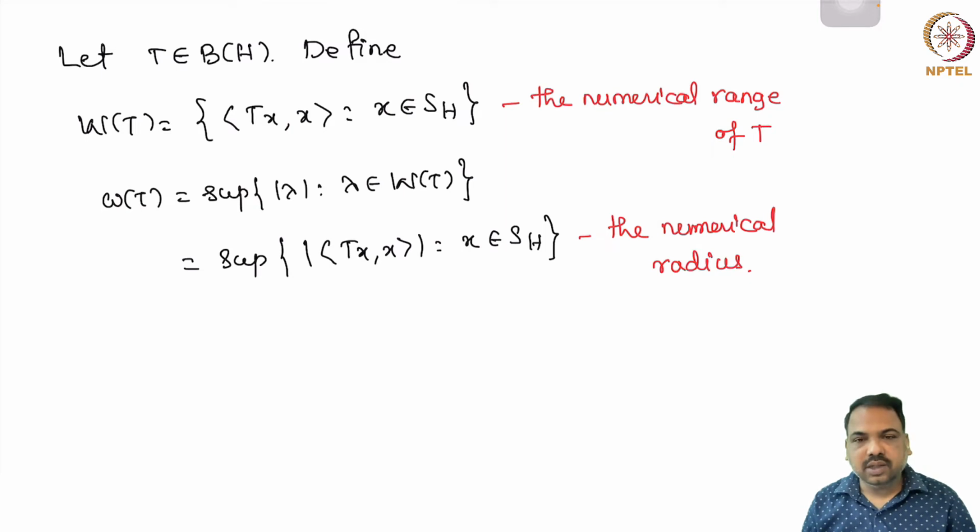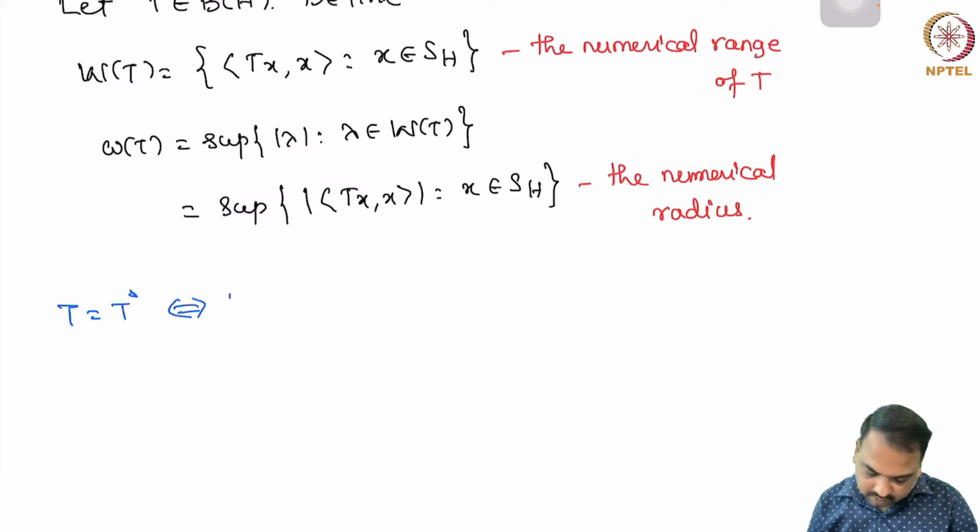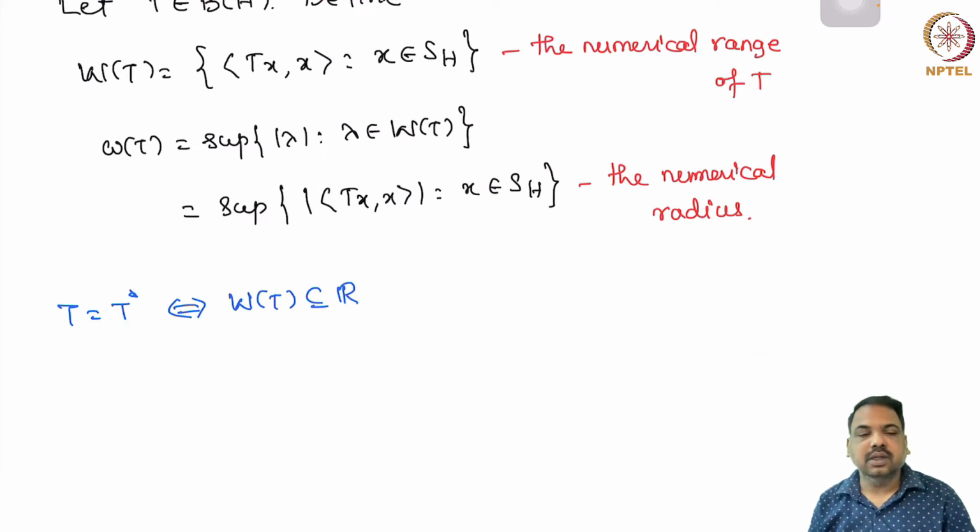The numerical range of an operator gives very good information about the operator, and we will see the properties of numerical ranges at a later stage. But we will connect the properties of self-adjoint operators and the numerical range in the next coming results. In terms of numerical range, we can say that T is self-adjoint if and only if the numerical range is a subset of R, because we have already shown that T is self-adjoint if and only if the inner product of Tx with x is a real number for every x.